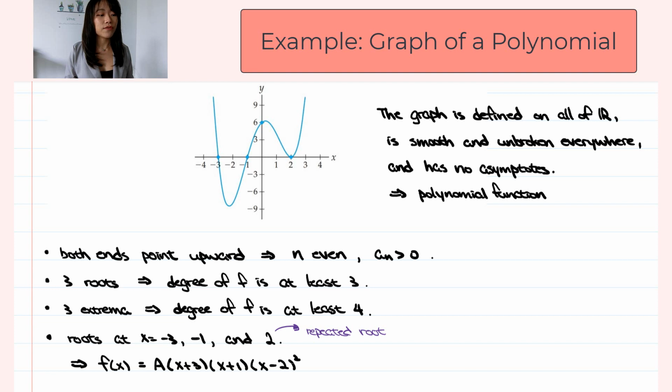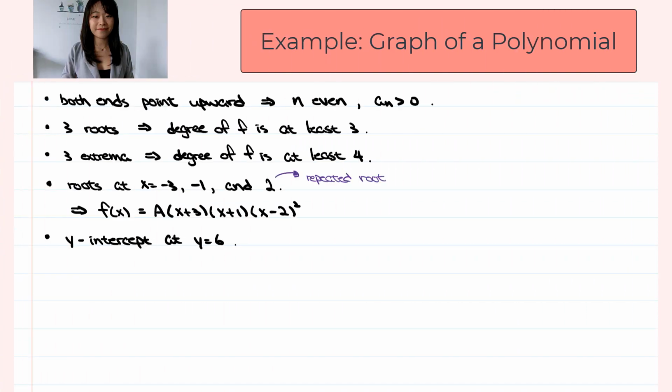Then the next step is to find the coefficient a. We can find this a by substituting any point from the function except the roots. For example, I can take the y-intercept. From the graph, I note that the y-intercept is at y equals 6. So let's substitute this point, x equals 0 and y equals 6, into this model. So I'm going to substitute the point with coordinates (0, 6) into the f of x.